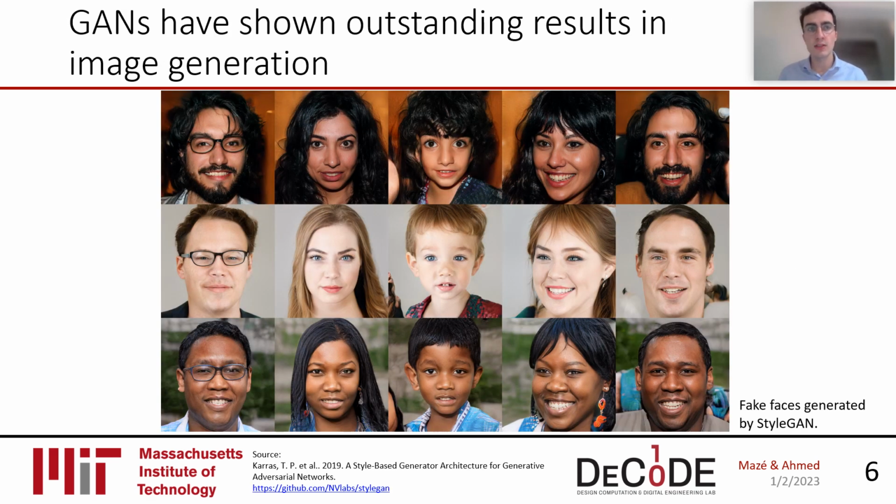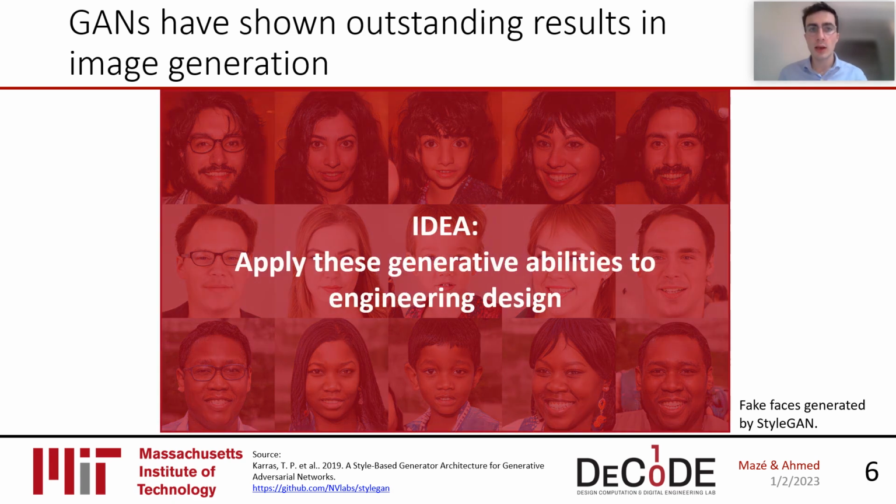Using GANs is one of these methods. Generative adversarial networks are a type of deep generative models which have shown outstanding performance in image generation. GANs are able to generate extremely realistic images of human faces, for instance, thus proving their ability to automatically extract knowledge from data. Some models, like DALL-E, are even able to generate an image corresponding to a specific prompt given as input. So the idea driving research in this field is to apply these generative abilities to engineering design.